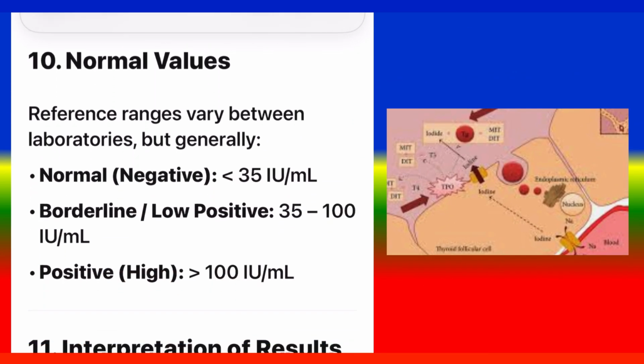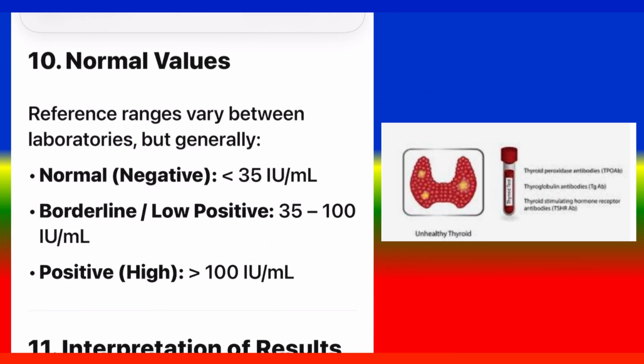Number 10. Normal values. Reference ranges vary between laboratories, but generally: normal, negative, less than 35 IU/mL; borderline, low positive, 35 to 100 IU/mL; positive, high, more than 100 IU/mL.